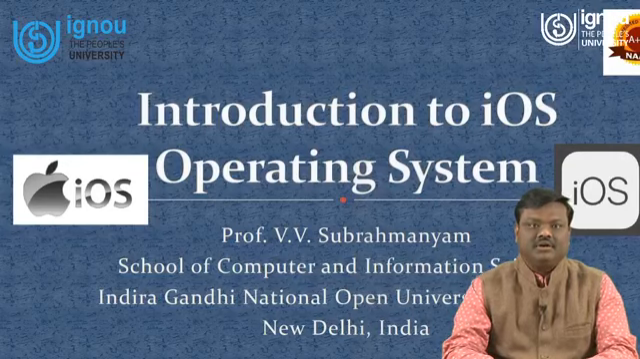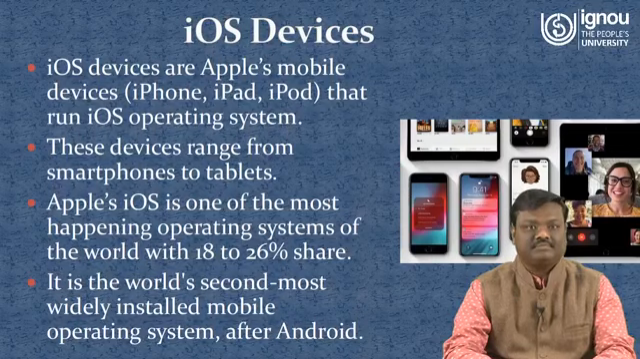So whenever we talk about iOS devices, the three devices that come to mind are iPhone, iPad, and iPod. These three devices use the iOS operating system. You can see these devices range from smartphones to tablets. These devices are very popular, and Apple's iOS is one of the most prominent operating systems in the world, with a range of 18 to 26% market share.